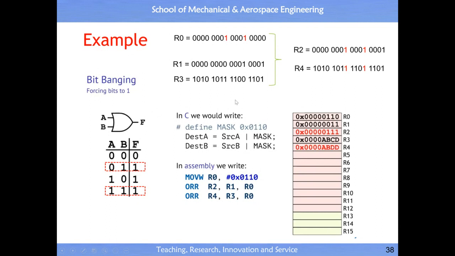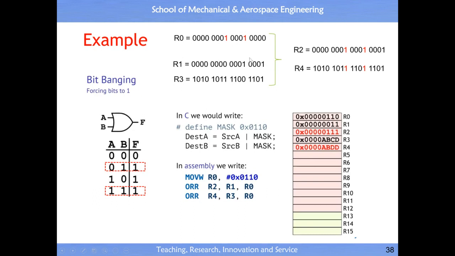And here is an example. In this case, you define a mask. So this is a mask. What does the mask mean in this case? I want to force the bits at location 5 and location 9 to be 1. Now you know that this is the bit at location 5. This is position 0, position 1, position 2, position 3, position 4, position 5, position 6, position 7, position 8, position 9. So we force the bits at positions 5 and 9 to be 1.